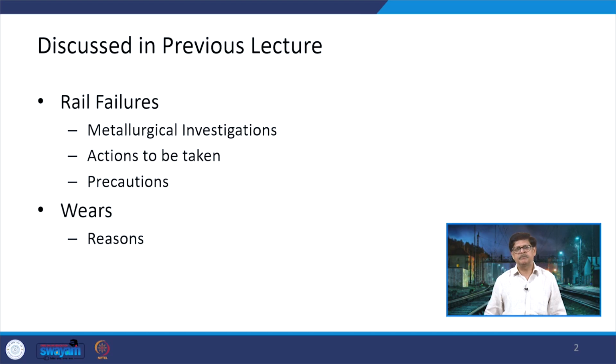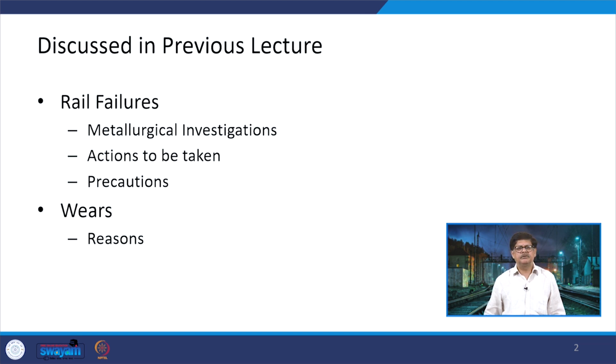Dear students and the participants of the course on railway engineering, today we are going to discuss rail wear. If you remember, in the last lecture, we discussed rail failures, the few types which were left, and then we talked about the metallurgical investigations which are required to be done under certain specific conditions only. Not every rail failure has to be sent for that particular type of investigation.